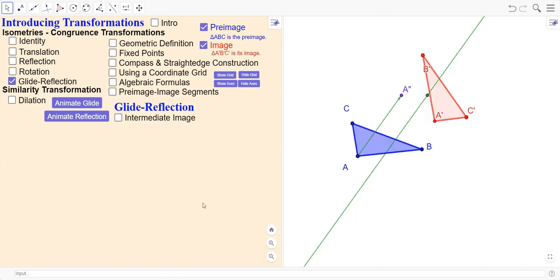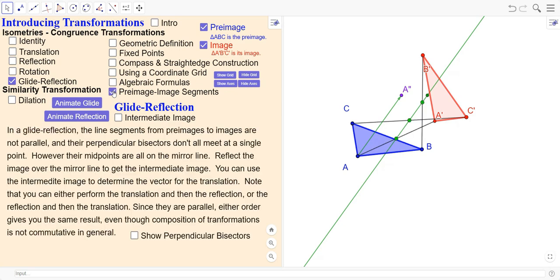Okay, so if we have just the figures, so we don't have these vectors or the mirror line at this point, we just have the pre-image figure and the image figure. We say, well, how did we get from one to the other? Was it a reflection, a rotation? What was it? What we always do is connect up the pre-image to the image line segment.